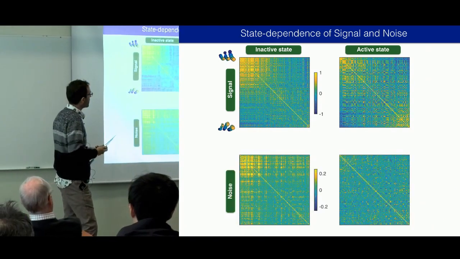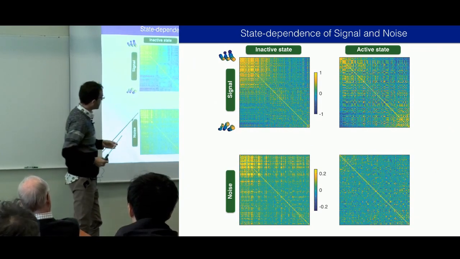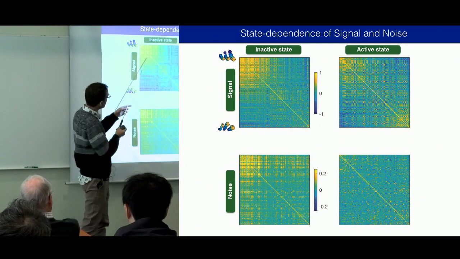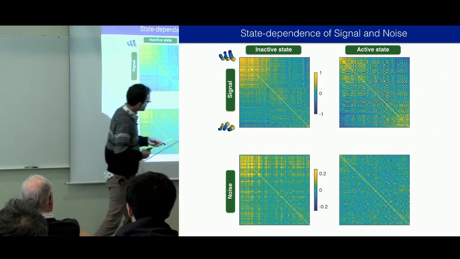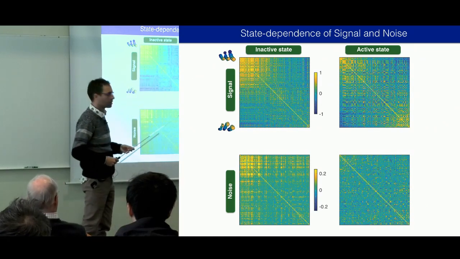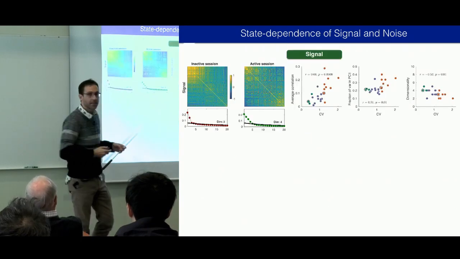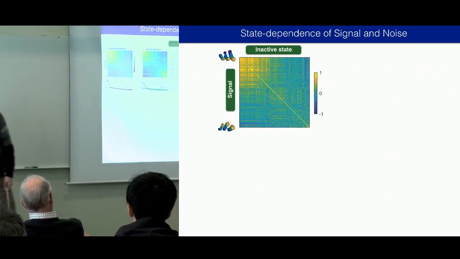We can do the same thing at the level of the noise. What we see is that in the inactive state, noise also is correlated across neurons which have this preference. Whereas in the desynchronized state, there's not much going on. You don't see a lot of structure in the correlation matrix. So how do we quantify it? It's like in the noise case, in the inactive one.